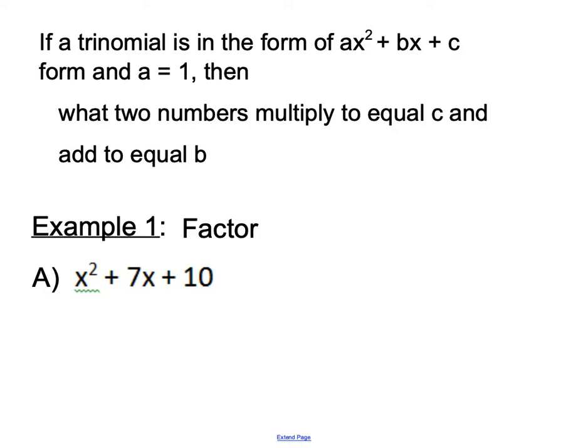All right, so if a trinomial is in the form of x squared plus bx plus c, and a there is equal to 1, then what we want to think is what two numbers multiply to equal c and add to equal b. When a is equal to 1, you're always going to factor it like this, because x times x there is x squared, because your first term is always going to be an x squared. Then you're going to think what multiplies to give you c.